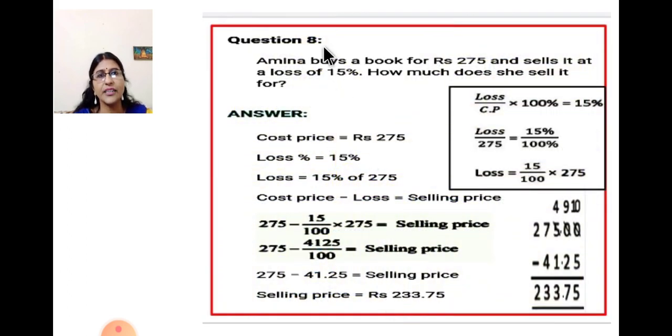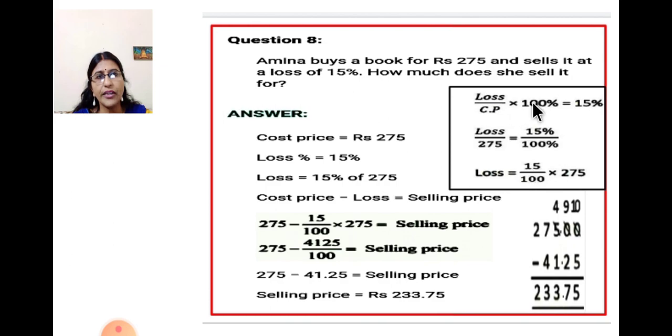Now next is question number 8. Amina buys a book for rupees 275 and sells it at a loss of 15%. How much does she sell it for? So here what we have to do, we have to find out selling price. And what is given, let us write first. Cost price is 275. Loss percent is 15%. And then what we have to find out? We have to find out selling price.